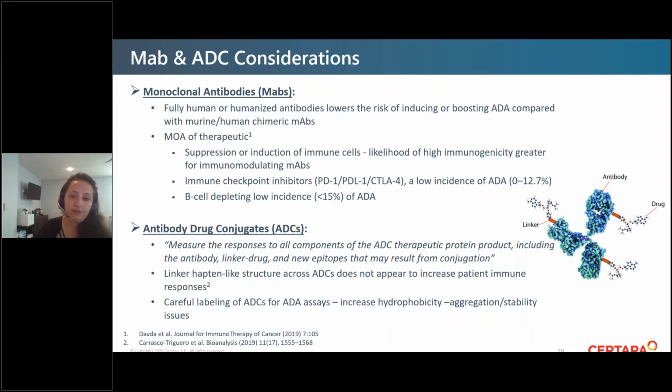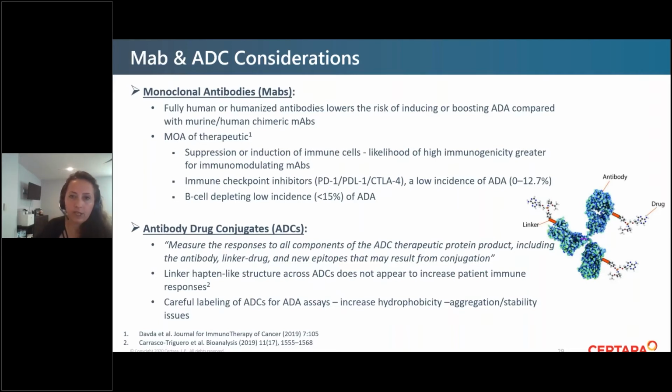For ADCs, you have to think about, the agency wants you to be looking at all components of the ADC. And so you might have to have multiple assays for evaluating immunogenicity for an ADC. You want to think about the linker. From the literature I've looked at, the hapten-like linker structures don't appear to be increasing the immune response.